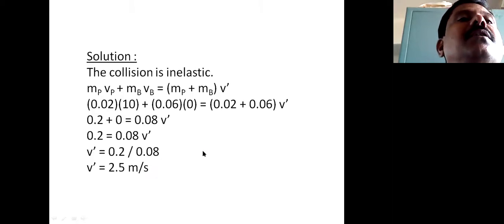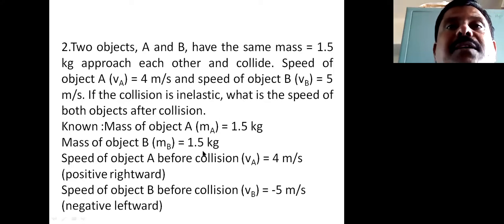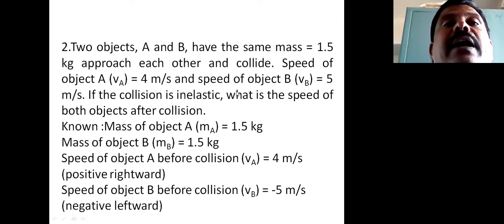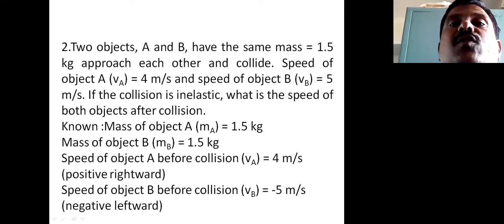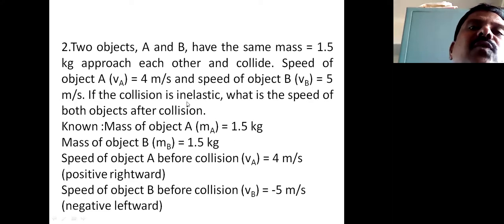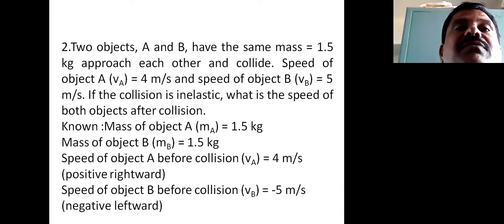Next, another example. Two objects, A and B, each with a mass of 1.5 kg, approach each other and collide. The speed of object A is 4 meters per second, and the speed of object B is 5 meters per second. If the collision is inelastic, what is the speed of both objects after the collision?